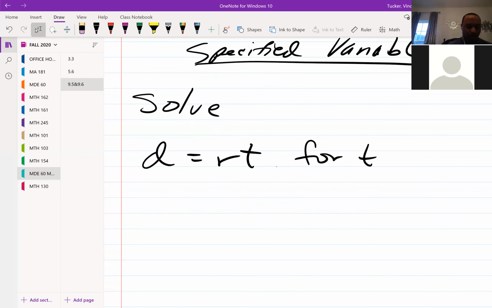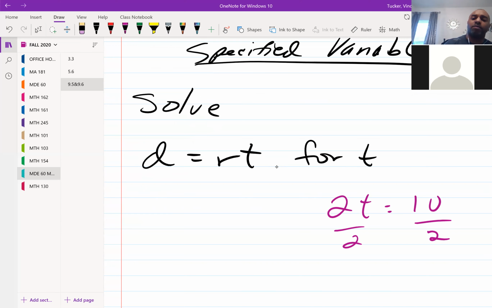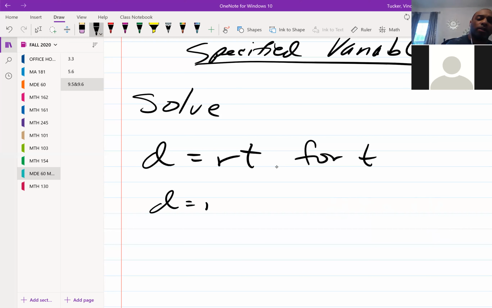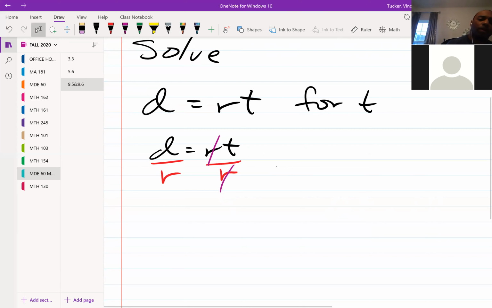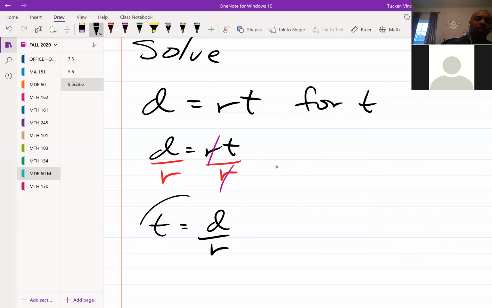So when I look at this, we have d equal to r times t. And remember, all of these letters represent numbers, so we're going to treat them the same way. If I had 2t equal to 10 and I wanted to solve for t, I would divide both sides by 2. We take that same thought process and apply it here. We have d equal to r times t, and we want to solve for t. So we divide both sides by r. The r's cancel, and that means t is equal to d over r. And that's all you need. That's it.